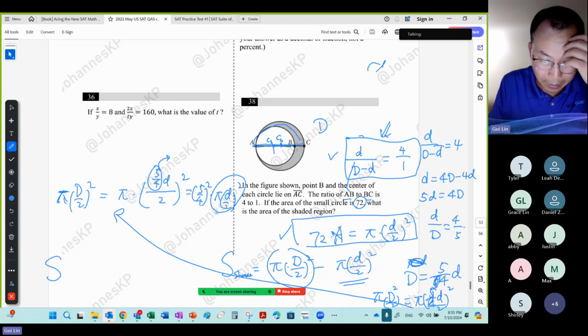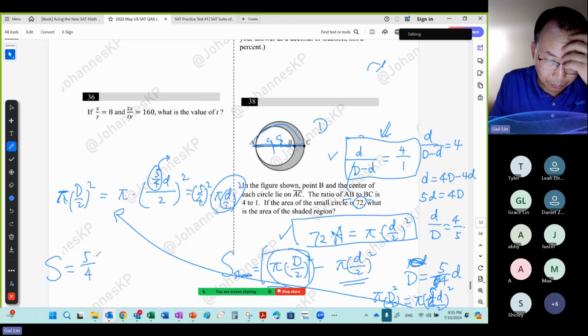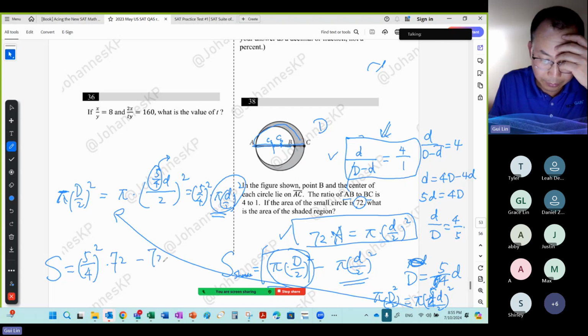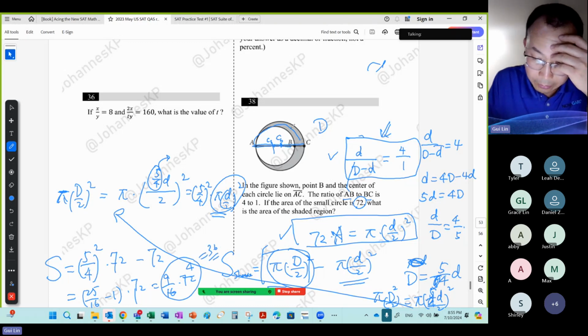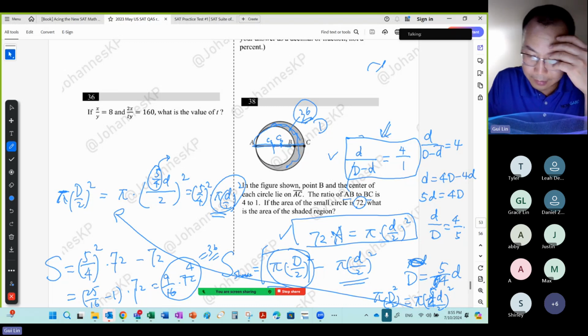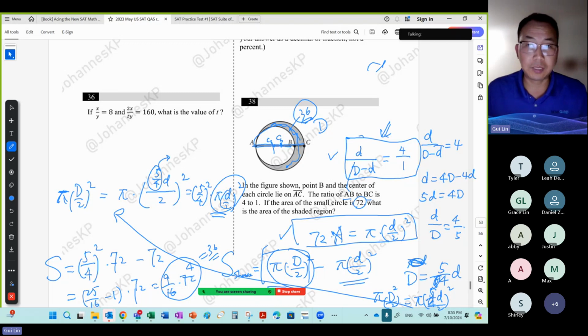So for your shaded region, let's go back here. This part became (5 over 4) squared times this pi term, which we know is 72, then minus 72. So here it is 25 over 16 minus 1, times 72, equals 9 over 16 times 72. So you can cancel a 4 here, and we get 36. So the shaded area will be 36. Is it correct? I think this is the most common trend: they combine multiple situations.